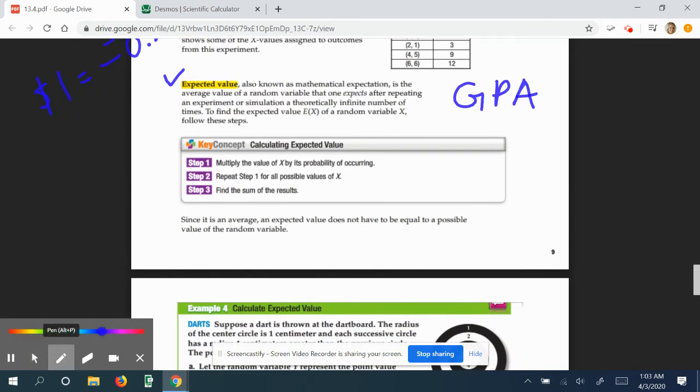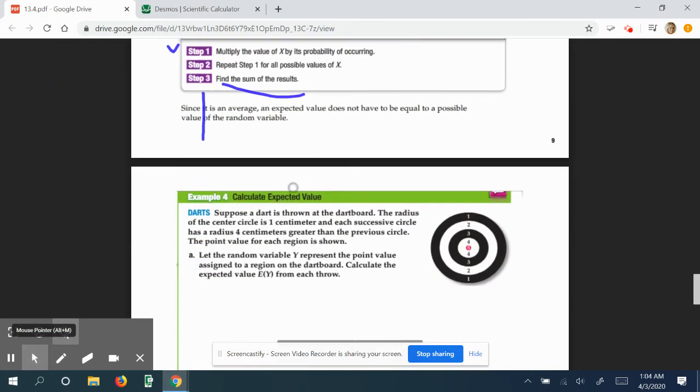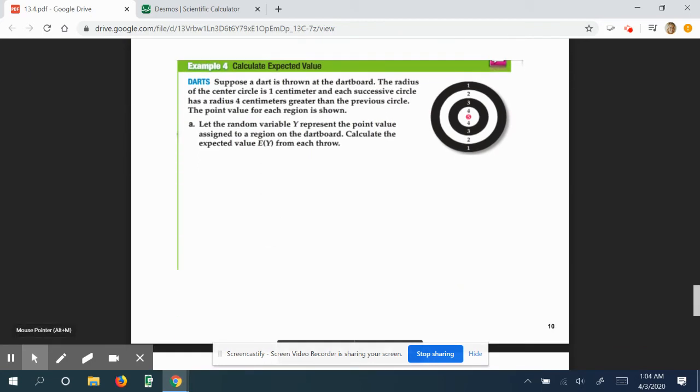Okay, so this is how we do it. We multiply the value of x by its probability of occurring, meaning if you look up here, we're going to take our frequency times its probability, and we do that for all of them, and then we add up the results, and so that's what we get. All right, so we're going to look at an example 4, and this one's a little bit time intensive, so just bear with me. It says, suppose that a dart is thrown at a dartboard.